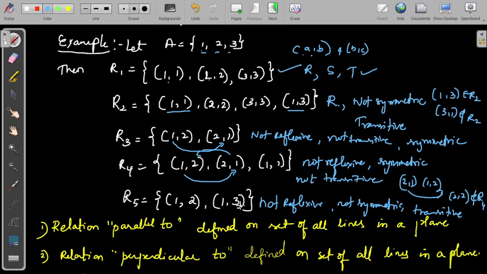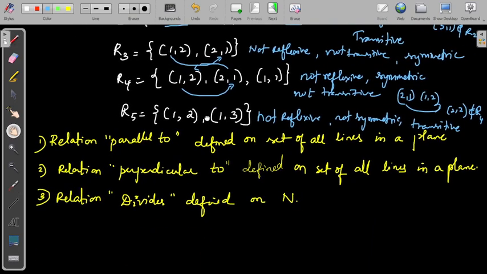Similarly, 1 comma 3, there is no ordered pair starting with a 3. Therefore, you can't say that it is not transitive. If you are saying that it is not transitive, then you have to show that A, B, B, C belongs to R and AC does not belong, which you can't establish because it is transitive. So this is how to identify whether the given relation is reflexive, symmetric, or transitive.